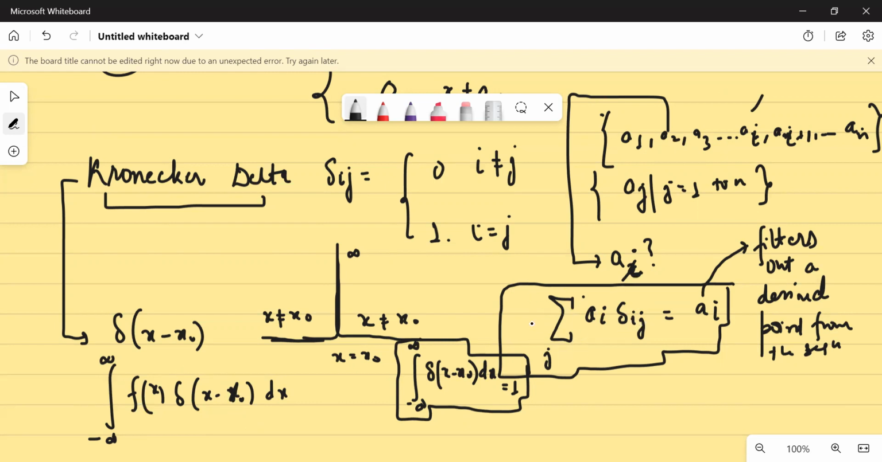I took a summation. Now, instead of summation, in the Dirac delta function, I've simply taken an integral. So if I take an integral from minus infinity to infinity, f(x) into Dirac delta of x minus x naught dx, it will give me f(x naught). This is called the filtering property of the Dirac delta function. And this is an important property. You'll find quite many times I would use it.